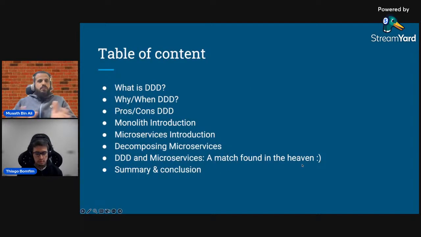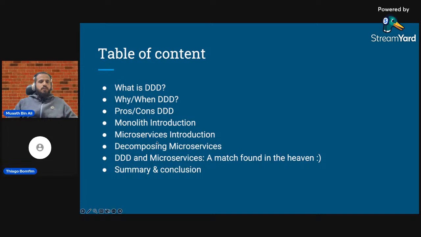This is what we will be talking about. Hopefully, we're going to take a maximum of half an hour. We'll talk about what DDD is and when to use DDD, the pros and cons. We'll take a simple introduction to microservices and monolithic applications. Then we'll see the notion of decomposing microservices, and then we'll see what can happen when those two topics are met. Then we'll see the summary and conclusion.